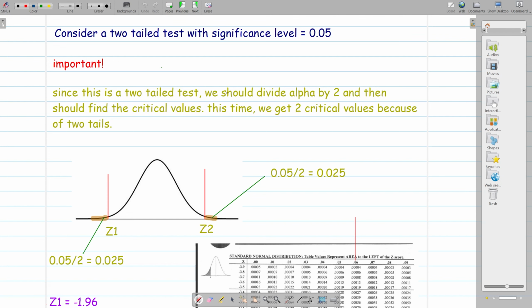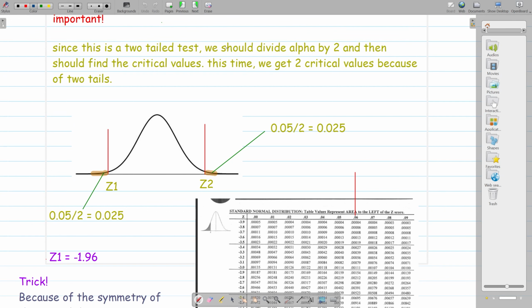So we should have two critical values. How to get the two critical values? We should take that significance level and divide it by 2. Then we can find out what are those particular Z values. When you divide this 0.05 by 2, it will give you 0.025.